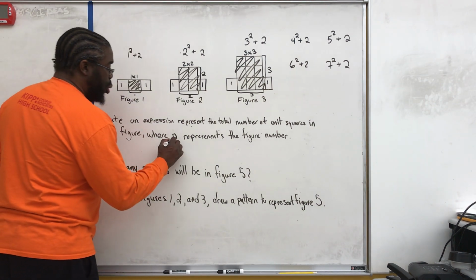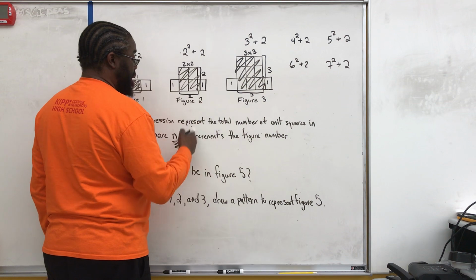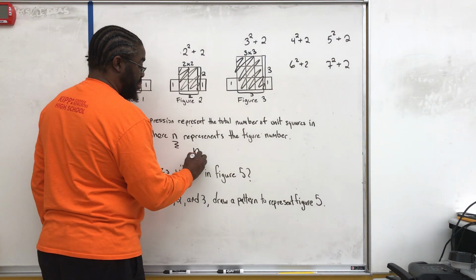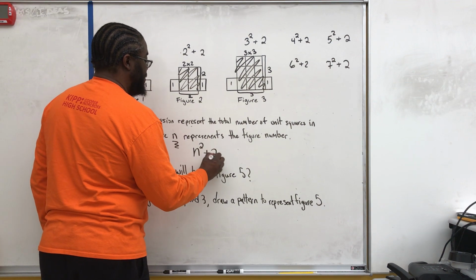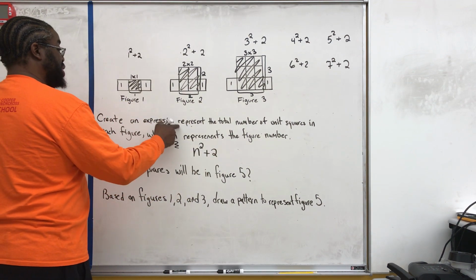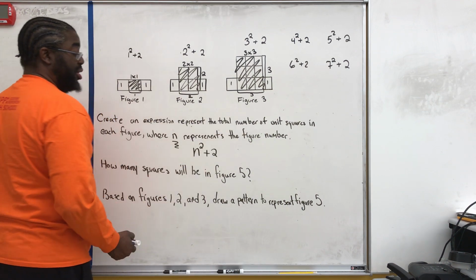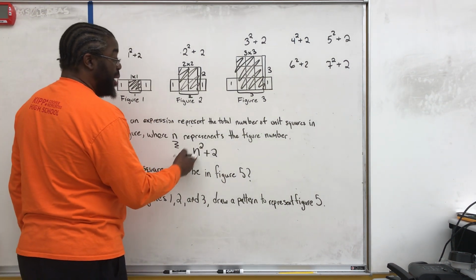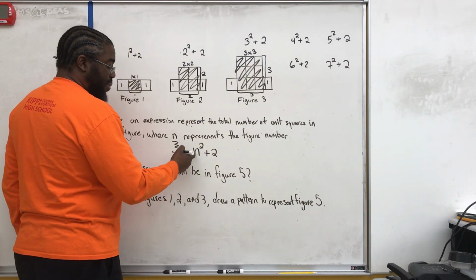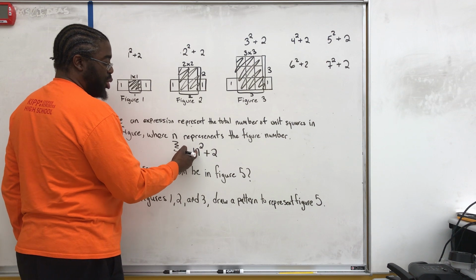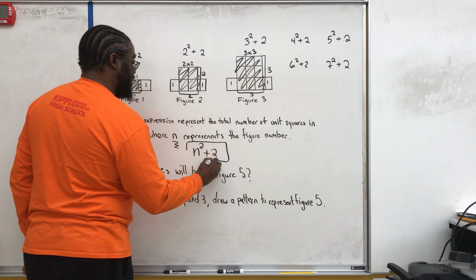So if I didn't know the number of the figure, then I would just say whatever the number I'm up to, squared plus 2. That is my expression that represents the number of units where n is the number of the figure. So depending on whatever figure I'm up to, 3, 6, figure 100, it's going to be whatever that number is, figure 100 squared plus 2. There is my expression.